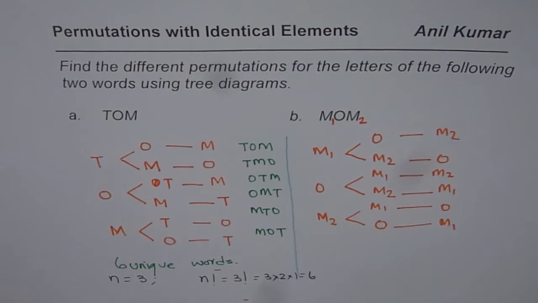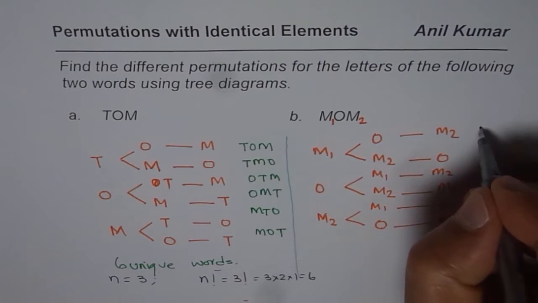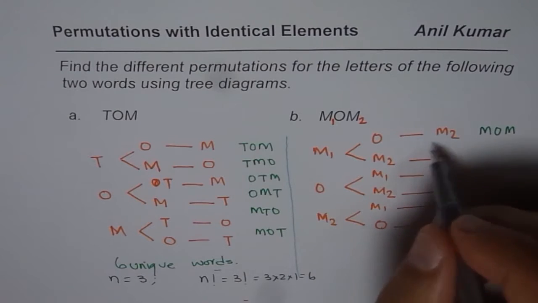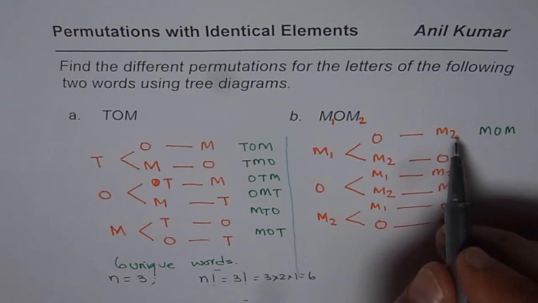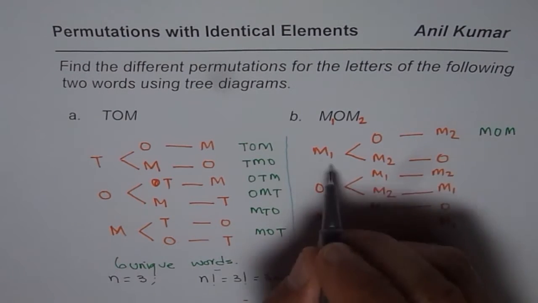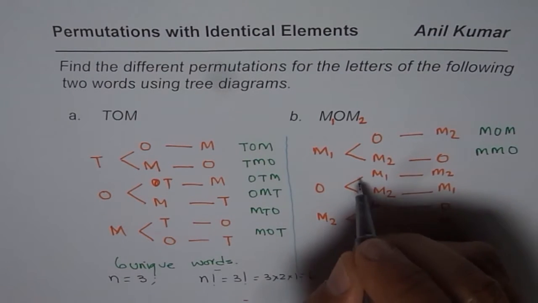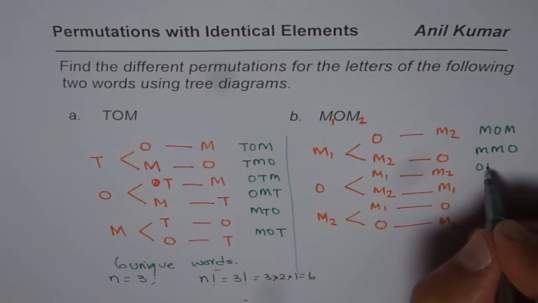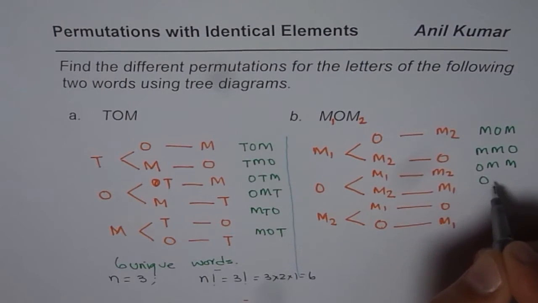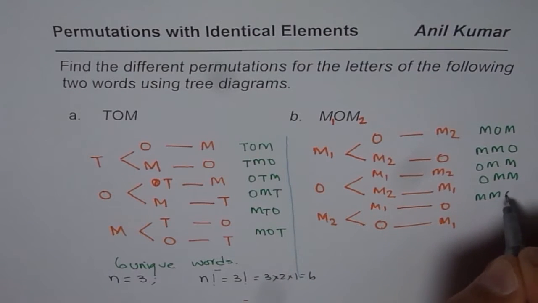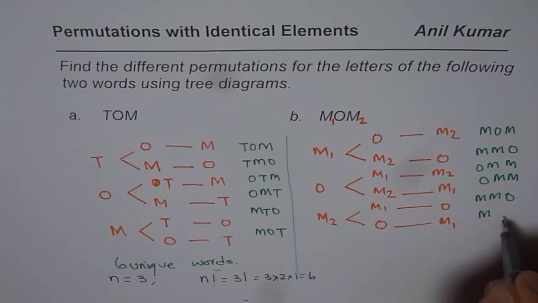Now that results into how many words? Let's write them down now. So what we have here is MOM. I'm not writing M1 and M2 now, I'm just writing the words themselves. And then we have M1, M2, which is MMO. And then we have OMM, then OMM again. And then we have MMO and MOM.